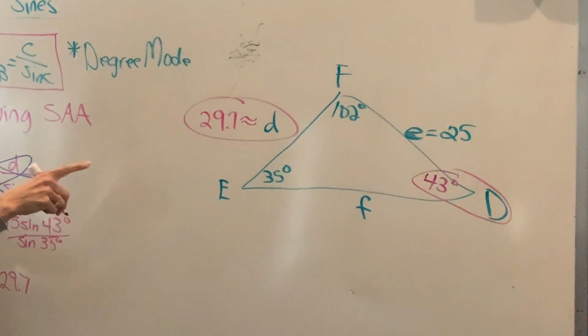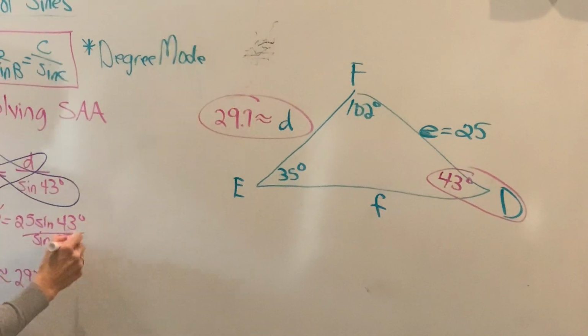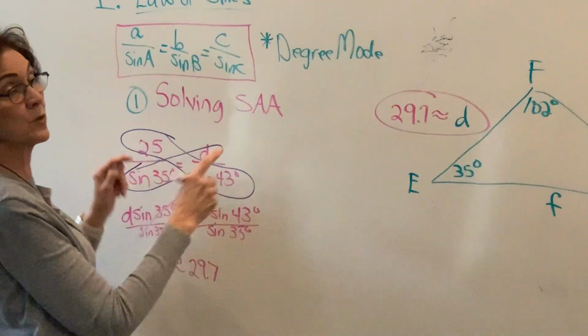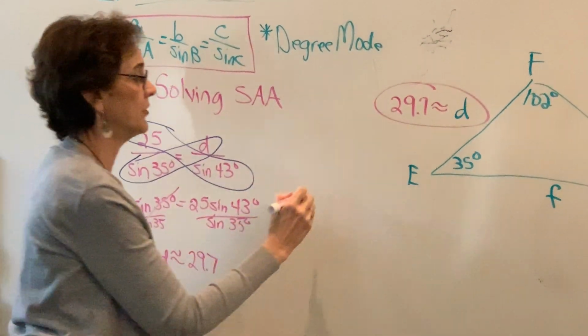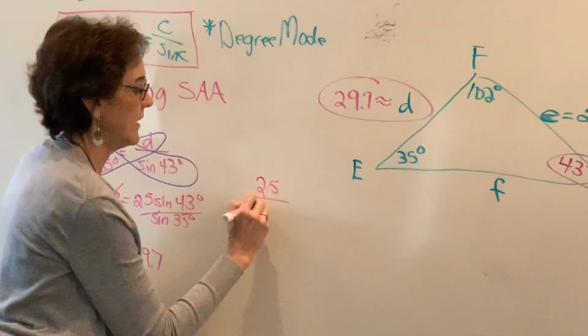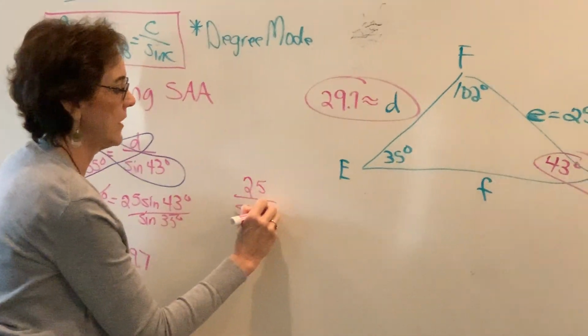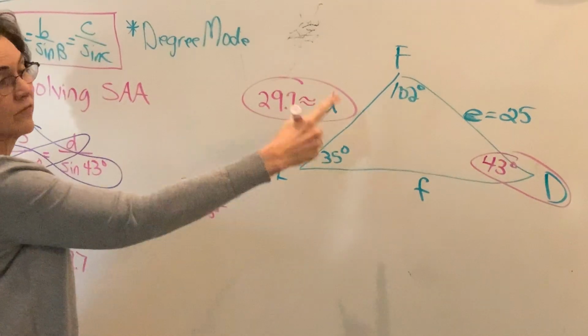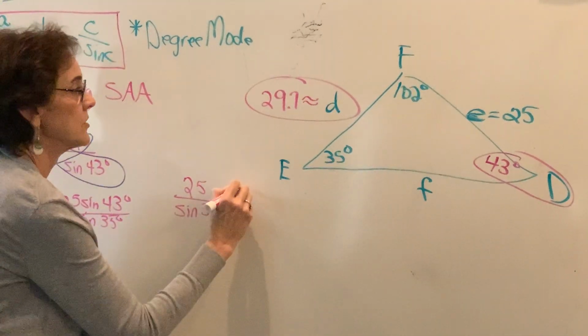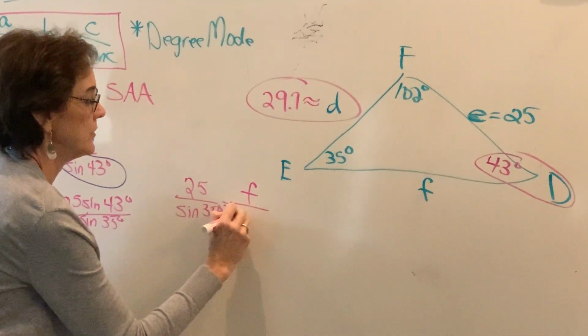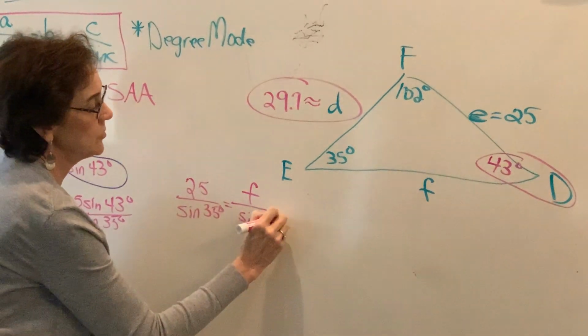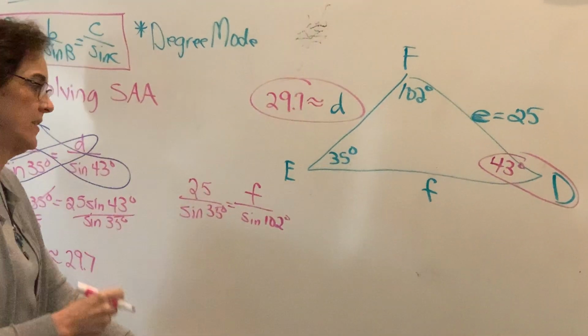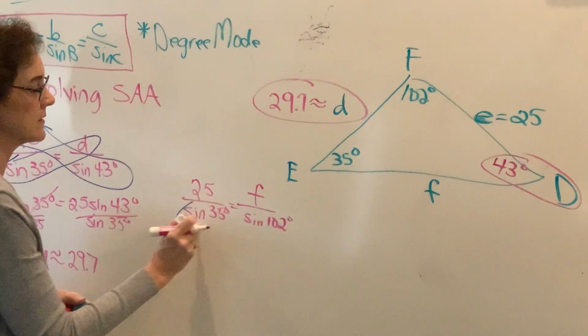And then do the same thing to find the other one. So we'll start with this combination because this was given to us. It's not rounded off, so we're going to use that. 25 over the sine of 35 degrees. And then we've got to find F, side F. So F over the sine of 102 degrees. Okay? And then again, we're going to do the cross products.